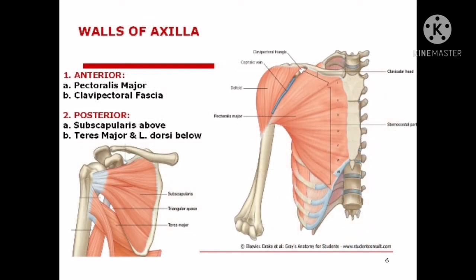The walls of the axilla, the anterior wall, it is formed by pectoralis major and clavipectoral fascia. The posterior wall is formed by subscapularis muscle above and the teres major and latissimus dorsi tendon below. The anterior wall is shown in the slide by the diagram on the right side, and the posterior wall is shown on the left side.